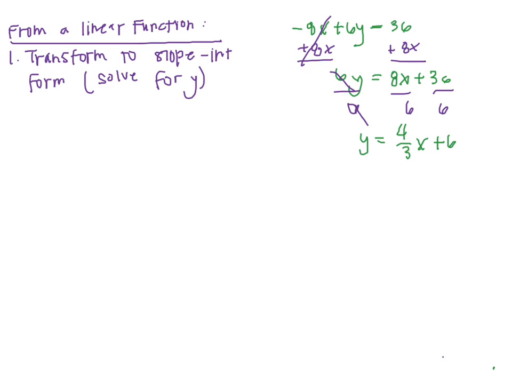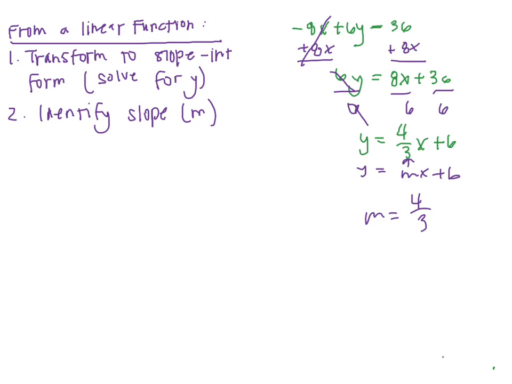The second part is to identify slope, and slope is represented by the variable m. Remember, slope is also our rate of change. So I just need to look at this equation in the form y equals mx plus b and pick out which value is m. Well, m is the variable that's with x. It's the coefficient of x. So that means m equals 4/3, or my rate of change is 4/3.